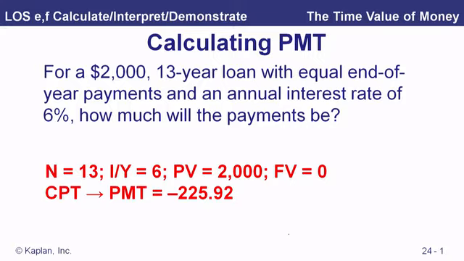We call this a fully amortizing loan because the future value is 0. It's like typically on a home loan or a car loan, you make level payments, and when you make that last level payment, in this case, payment of $225.92, that settles the loan. There's no extra payment at the end. So both the interest and the repayment of principal are in this payment of $225.92.